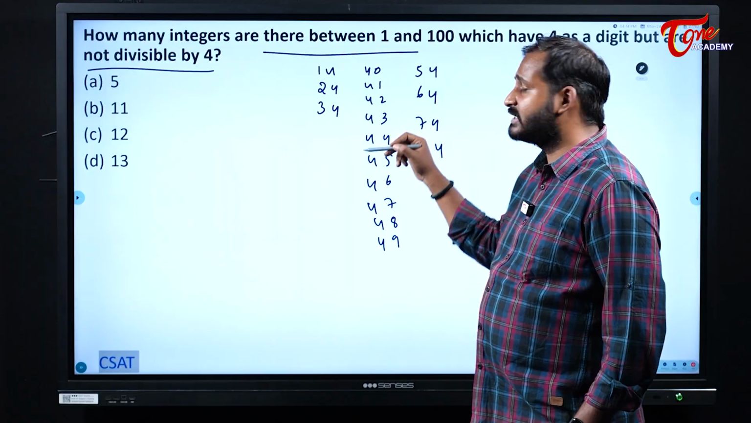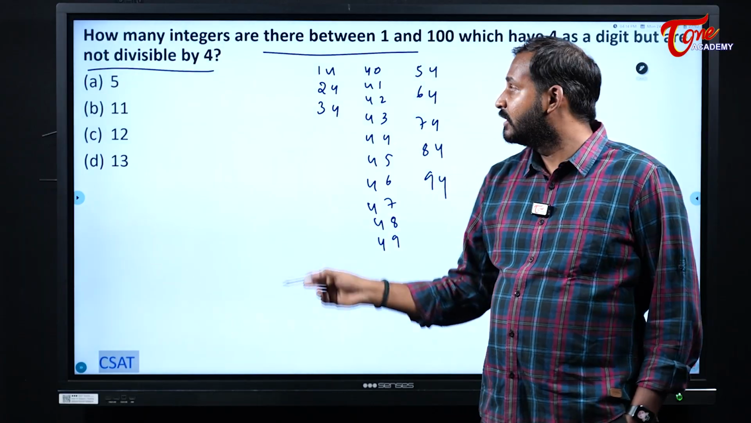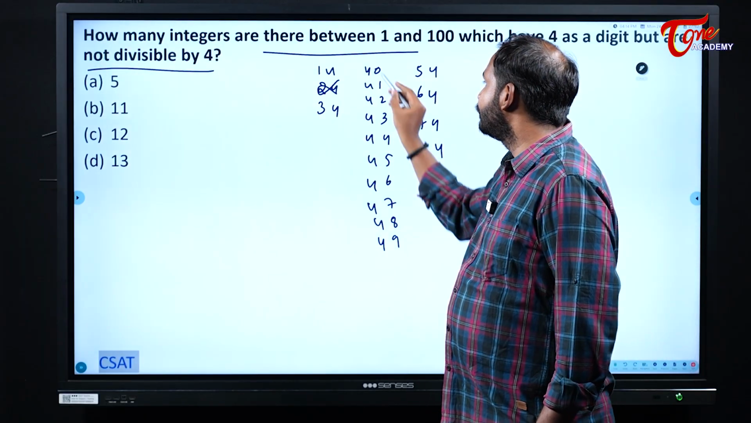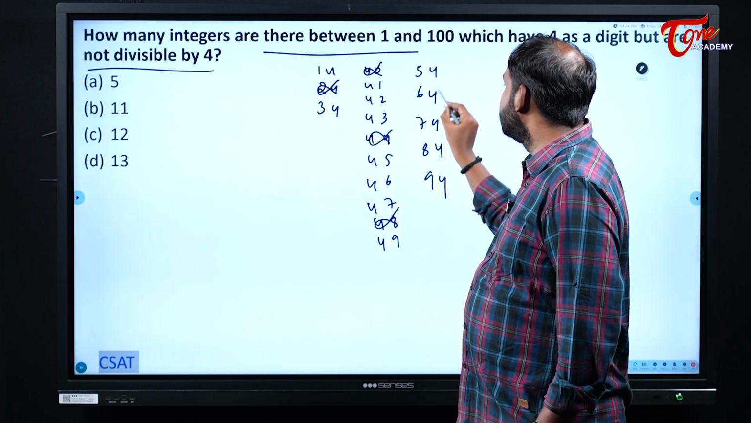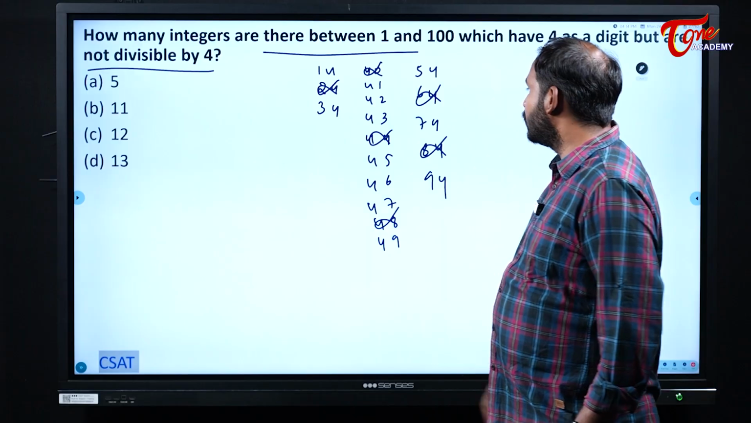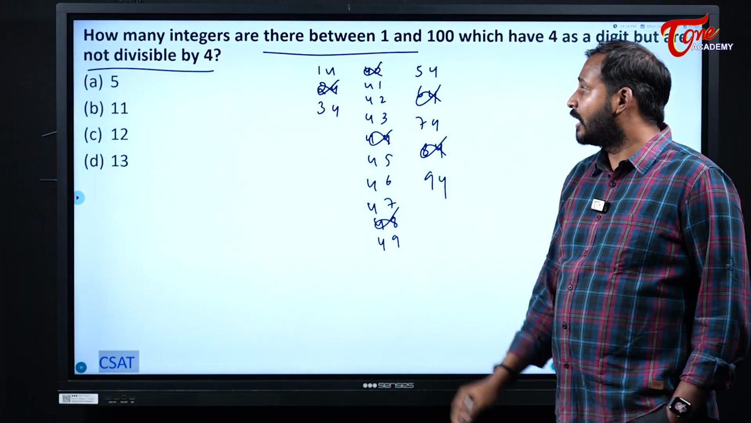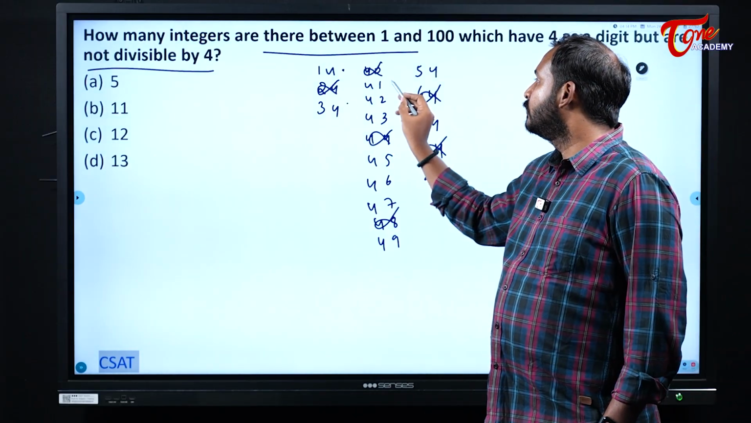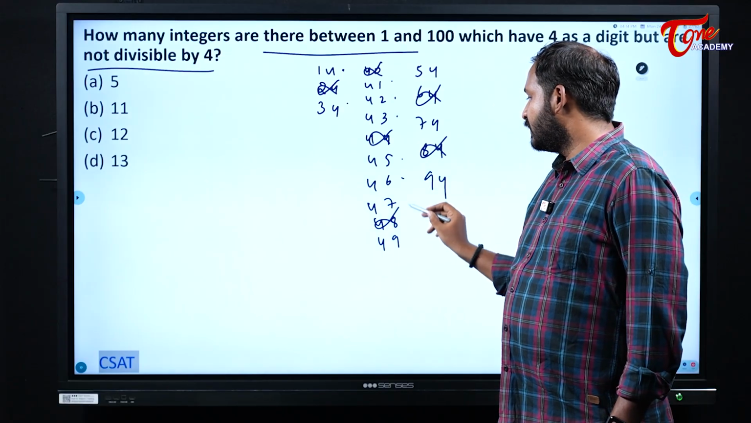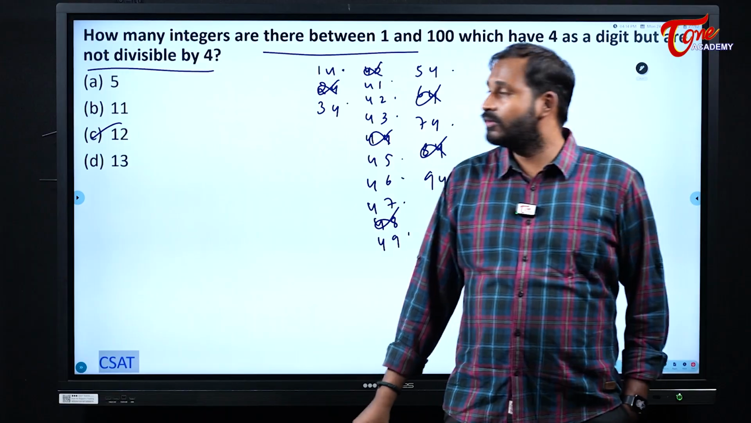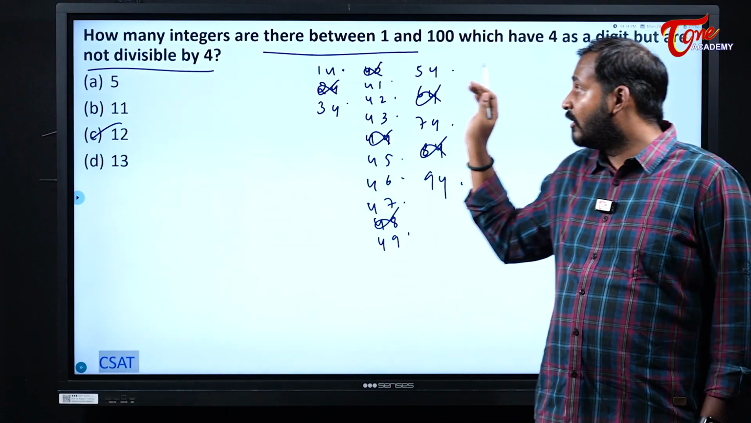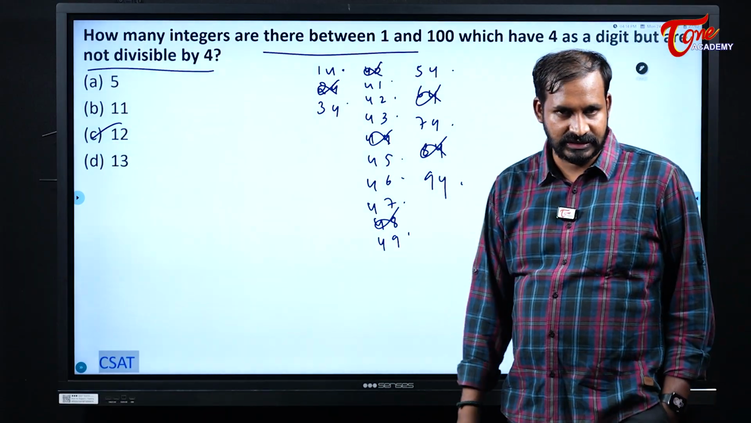So, I will cancel the numbers which are divisible by 4. I will cancel 24, 40, 44, 48, 64 and 84. Why? Because these numbers are divisible by 4. Now, I will count the remaining: 1, 2, 3, 4, 5, 6, 7, 8, 9, 10, 11, 12. So, how many are there? 12. Even though it takes some time, it is better to write it on paper for this type of question, students.